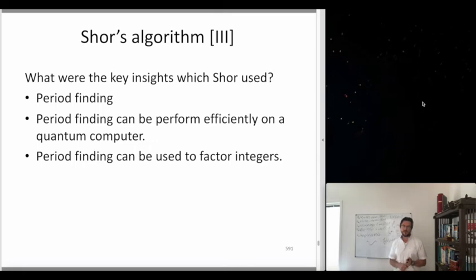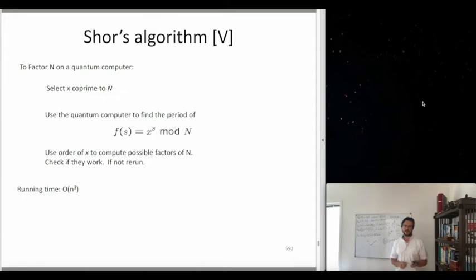So these two things are the most important insights that Shor provided in terms of his algorithm. What we want to do is we have a number n on a quantum computer, and we want to factor that. So we select x coprime to n and use the quantum computer to find the period of f of x. This is our signal, x to the power of a modulo n, the number n that we want to analyze. And we use the order of x to compute possible factors of n and check if they work. If not, then we just rerun the whole algorithm.